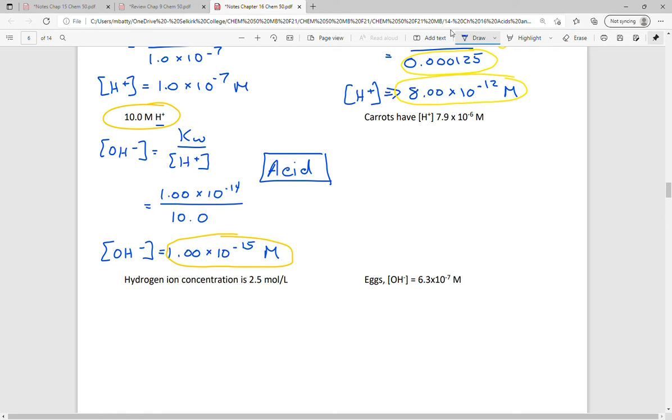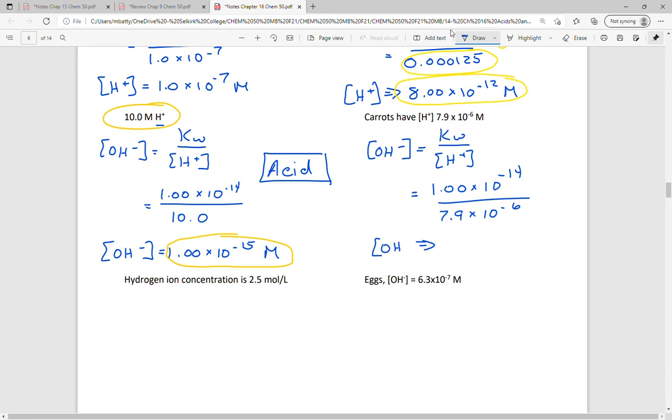Next one, carrots have a hydrogen ion concentration of 7.9 times 10 to the negative 6. I can't remember where that number came from. So we would solve for the other in order to say if carrots are acidic or basic. So that would be the equation. Kw, no thinking, it's a constant, 1.00 times 10 to the negative 14. And I'd sub in what I know here. Do the division to solve for my hydroxide ion concentration, and I get 1.3 times 10 to the negative 9 moles per liter.